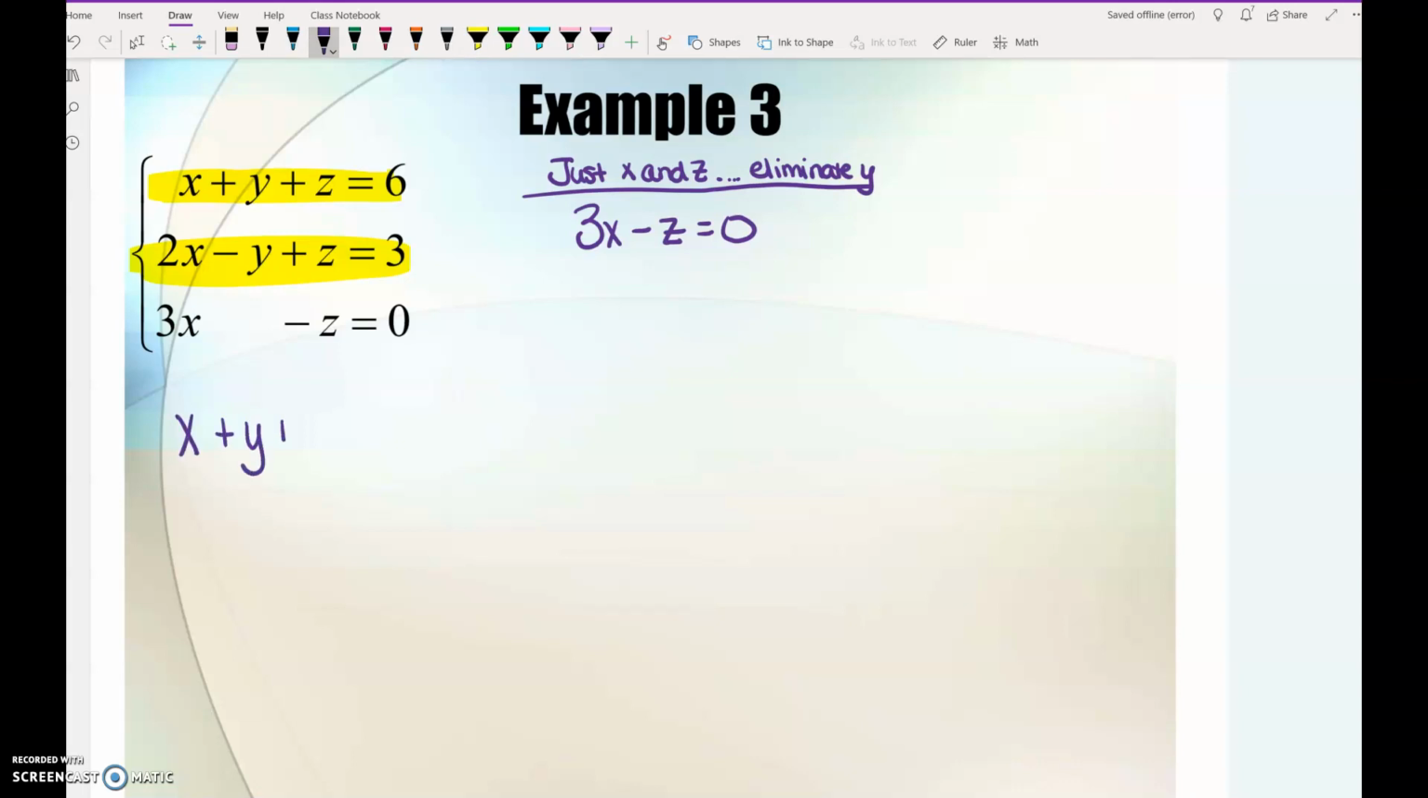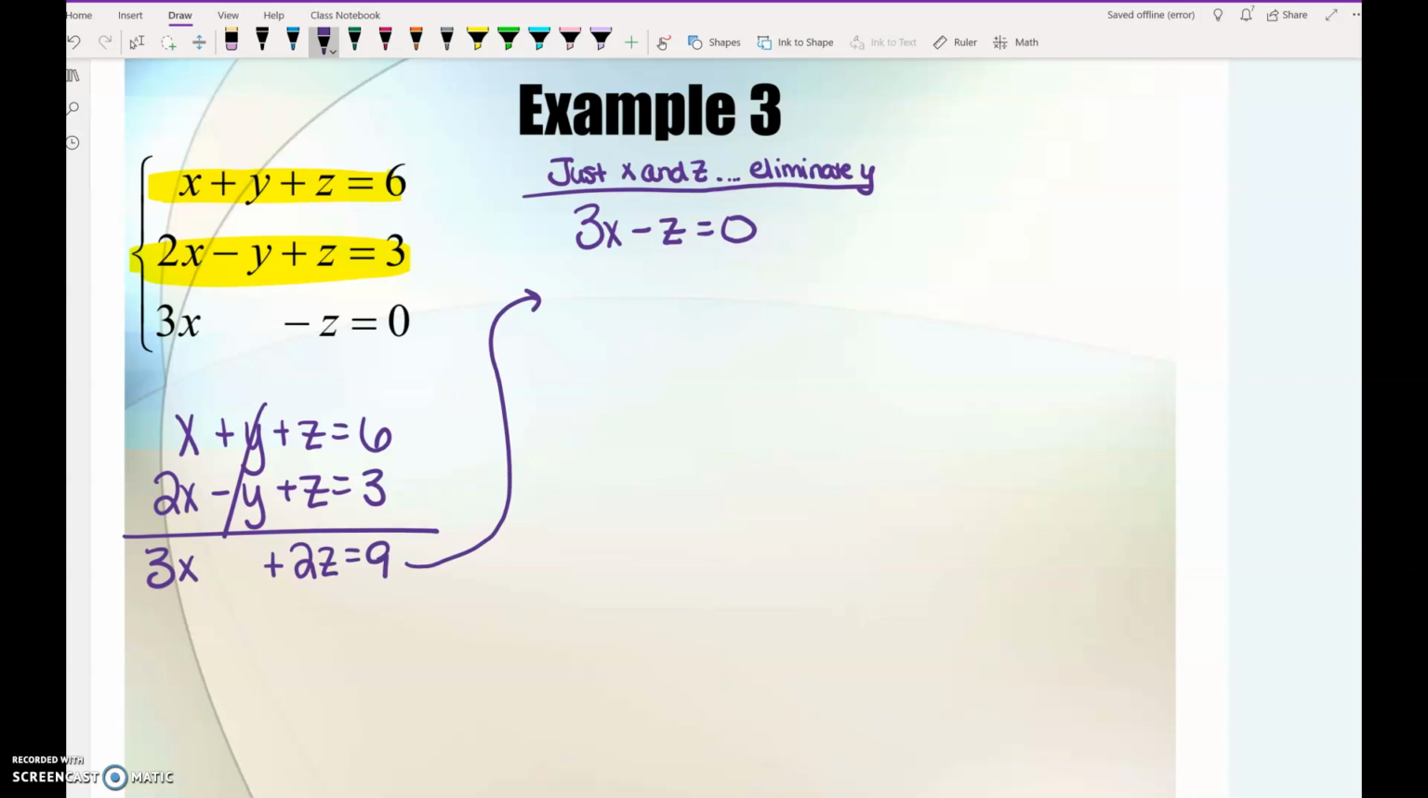x plus y plus z equals 6. 2x minus y plus z equals 3. Add them. We have 3x, y eliminates, 2z equals 9. And I'll bring that up here and add it to my other equation that just has x and z.